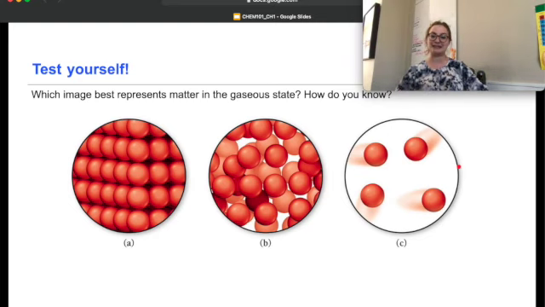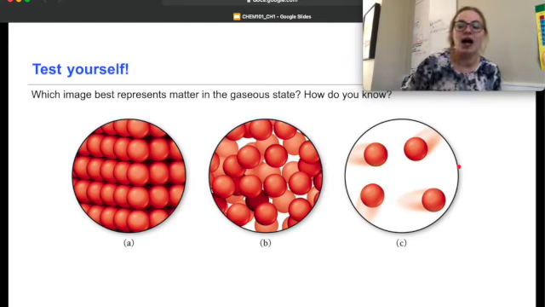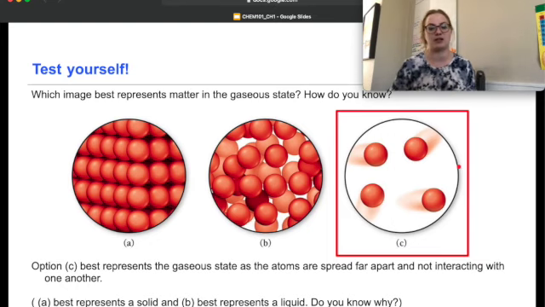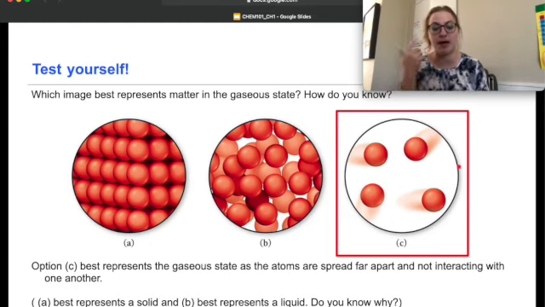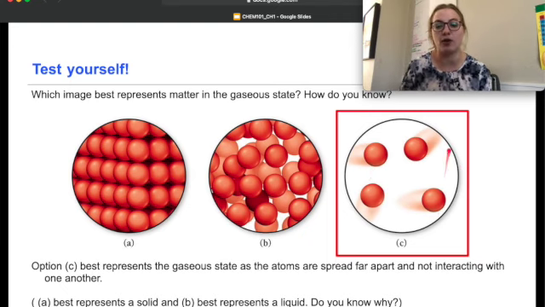Pause, please. All right, so let's go ahead and talk about the answer here. So picture C is going to best represent the atoms in a gaseous state, right? So these atoms are very far apart from each other. They're not interacting with one another, right? Whereas A and B better represent solids and liquids, because here you can see that a solid has all of these atoms in rigid rows. And the liquid here, you can see that there's a little bit of space, but there's a lot more opportunity for motion, but it's not quite so spread out as the gas.